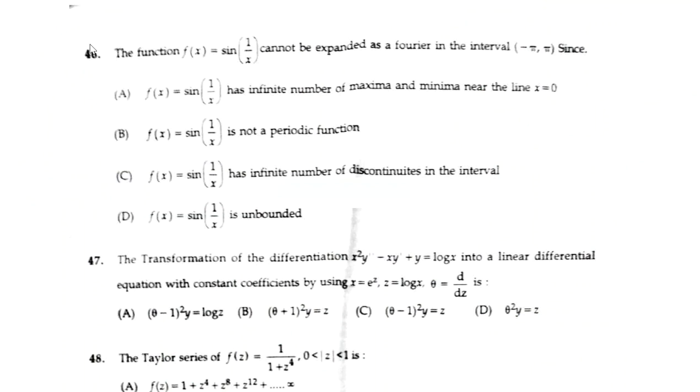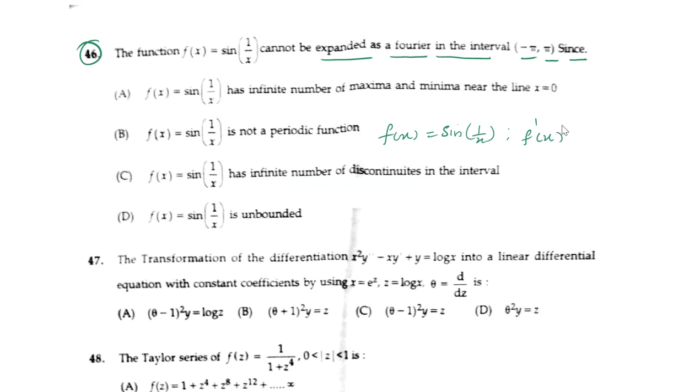Next, this problem is from mathematics. The function f of x is equal to sine of 1 by x cannot be expanded as a Fourier series in the interval between minus pi to pi since... Okay, so to get the answer here, first we will take the function f of x is equal to sine of 1 by x, and what about f dash of x, differentiated with respect to x here?